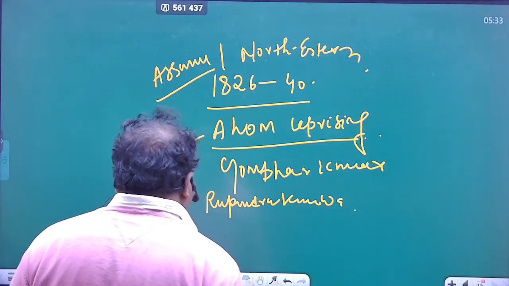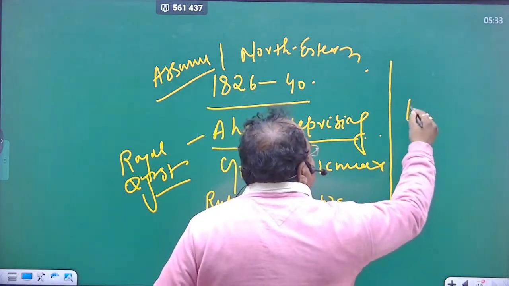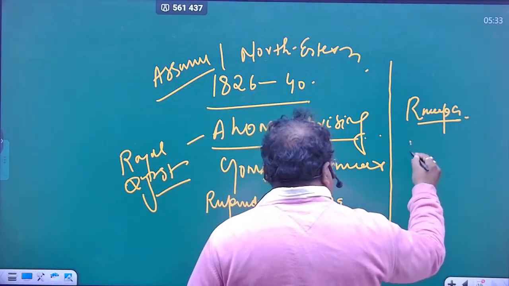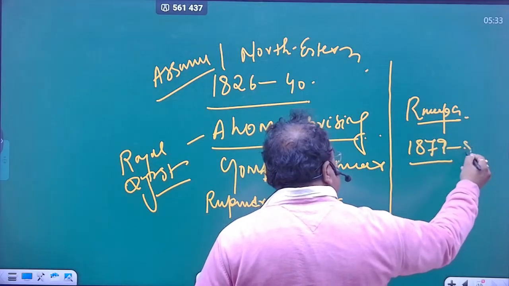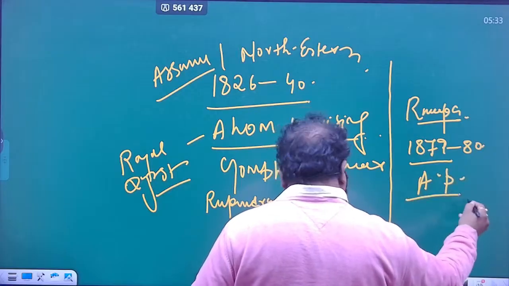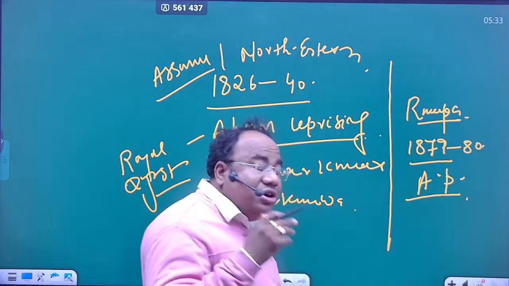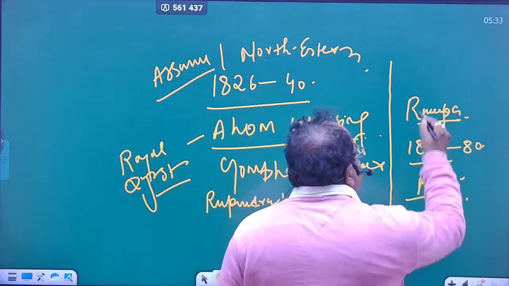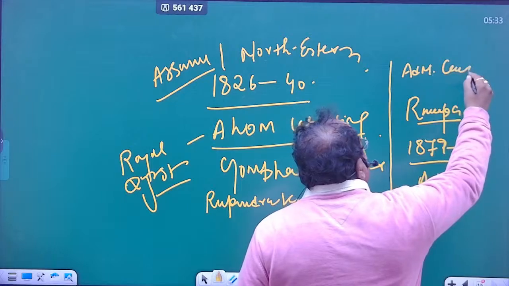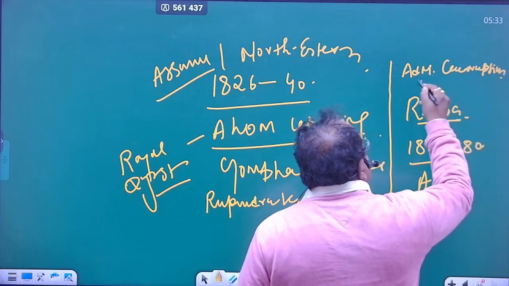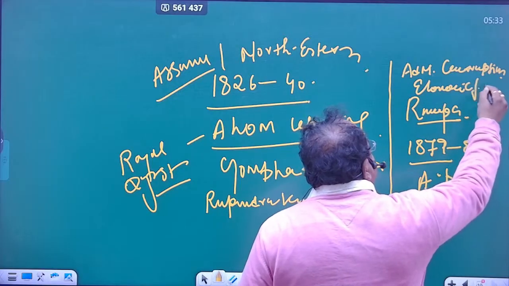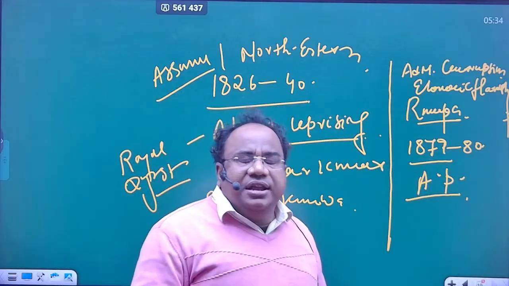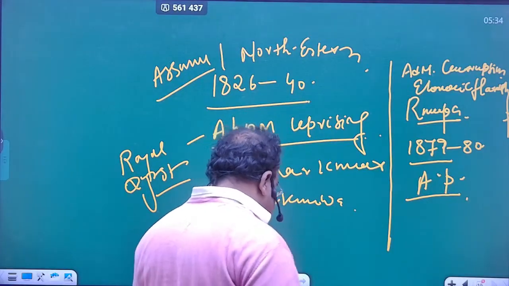Now, one very famous in Andhra Pradesh, Rampa movement, 1879-80, Andhra Pradesh, you know, Rampa movement. Why? The main cause was administrative corruption and economic hardship, right? Remember, one very prominent leader in this area was Sitaram Raju, right? Sitaram Raju.